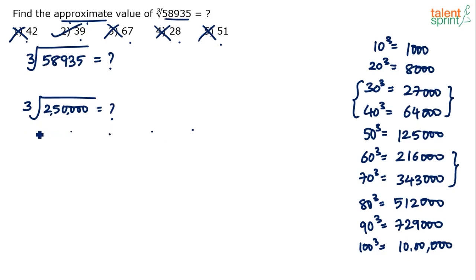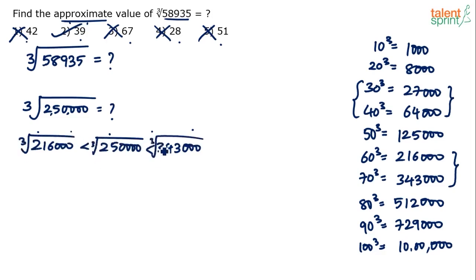Get the range, get the two numbers. So I can say that 2,50,000 is between these two values, 2,16,000 and 3,43,000. Yes or no? It is greater than this and less than this. So if I have to find the cube root, a similar range would be applicable. Meaning the cube root of 2,50,000, which is the question mark, will be less than 70, but greater than 60. Right? Between 60 and 70. Because the cube root of 216,000 is 60 and the cube root of 343,000 is 70.